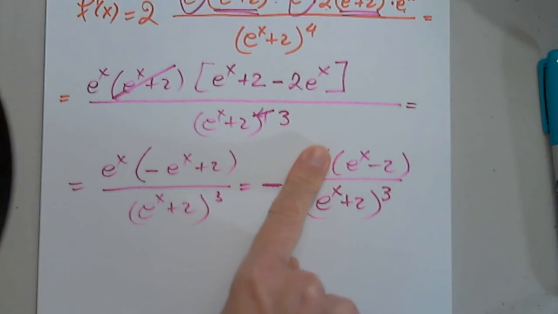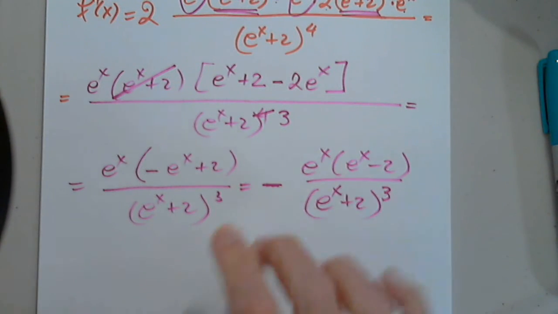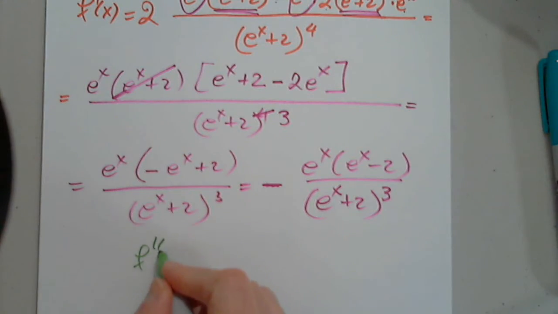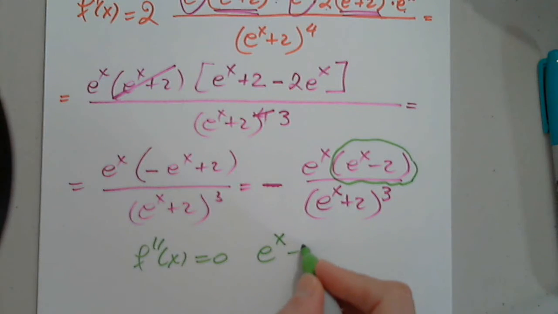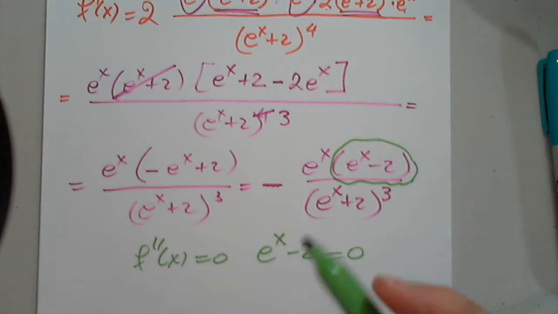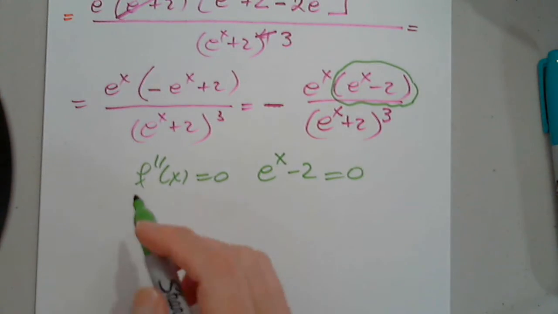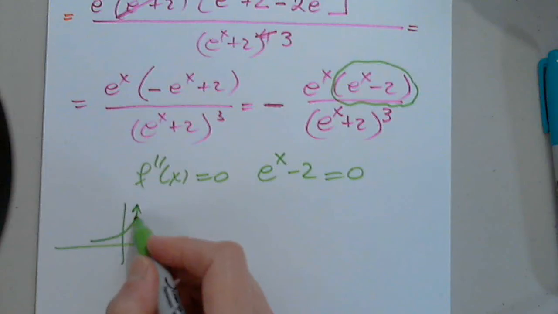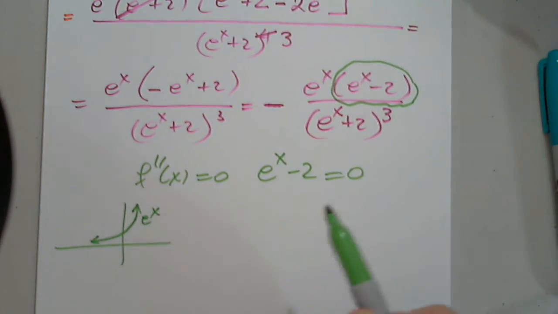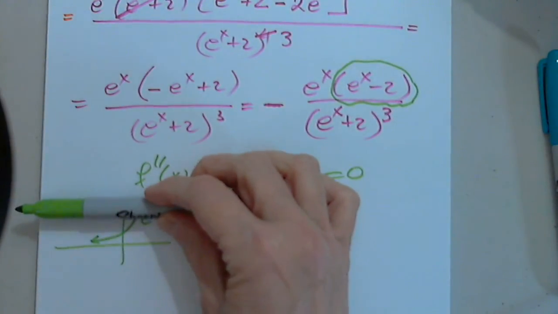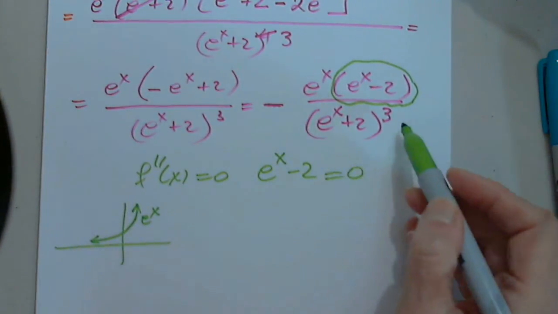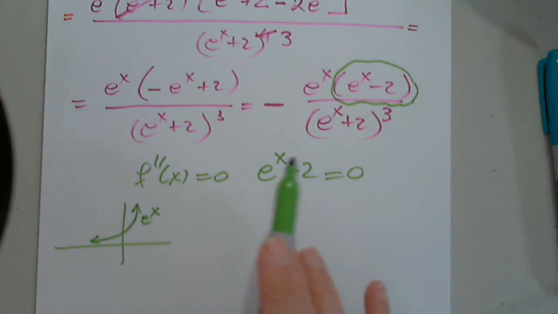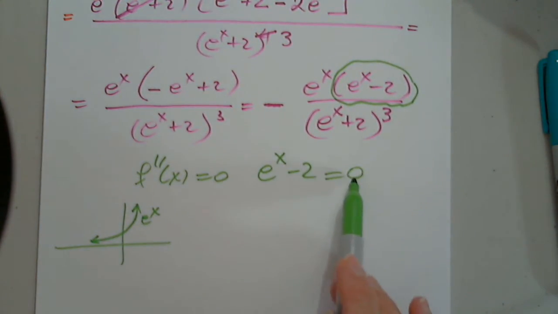This is always positive, never 0. This is always positive, never 0. So for the second derivative to be 0, only this piece could be 0. This is always positive. Remember the graph of e to the x? Always positive. And this is e to the x plus 2, so it's shifted up. So it starts like this, right? So this is always positive. So the only piece that could be 0 is e to the x minus 2.